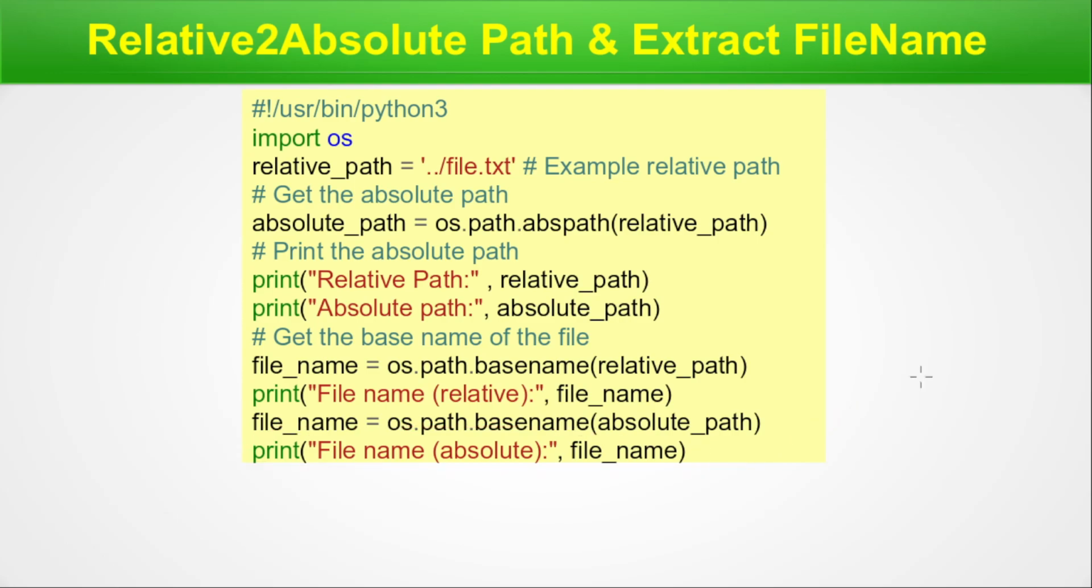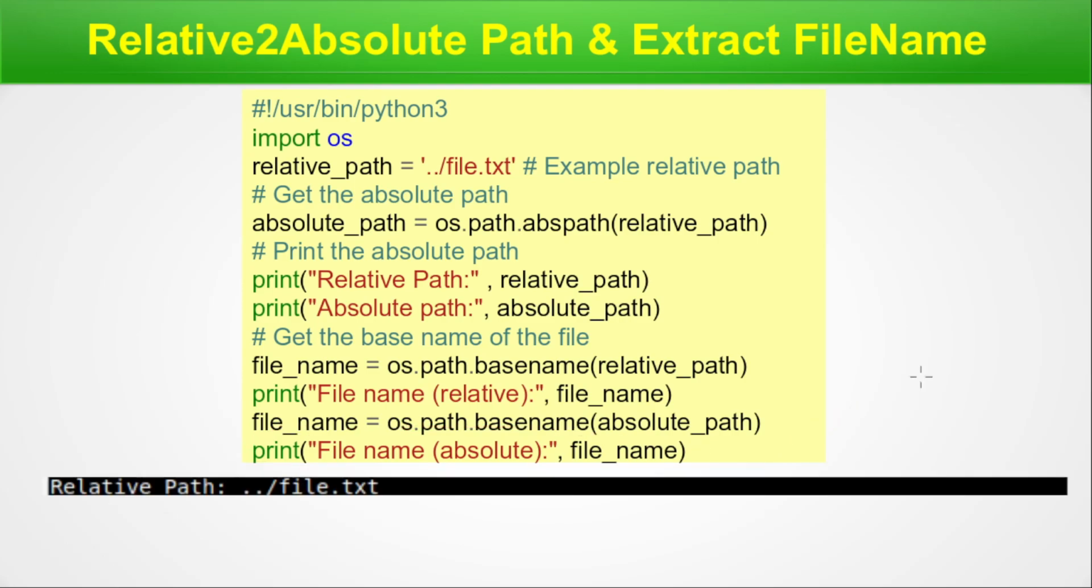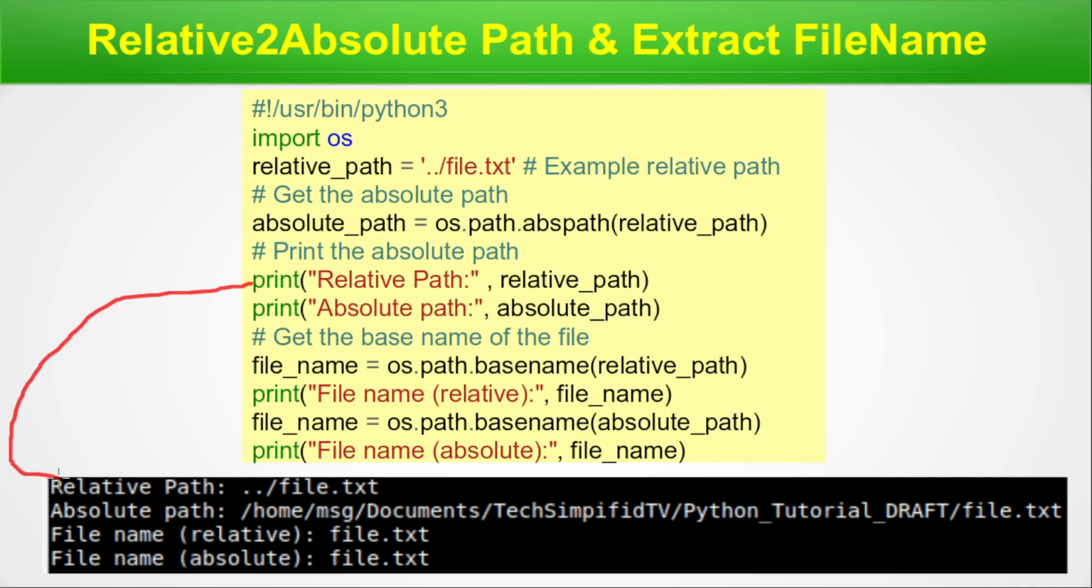So once we execute this particular code, we get the below output. First, you can see the relative path here, the file.txt. This is the relative path as we have written here. Next, we get the absolute path using this abspath, and using this particular variable, it comes here as absolute path, and you can see that the whole path is stretched in long format.